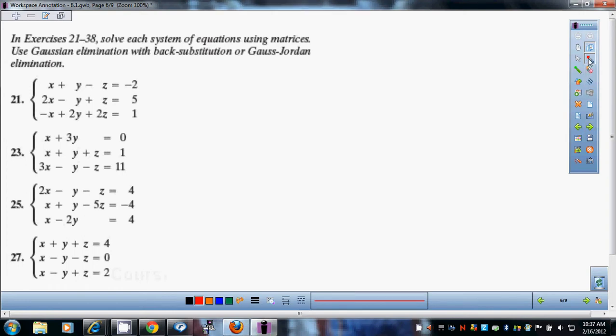Okay. Now we're going to do just that. We're going to do exactly what we just did, and we're actually going to use it to solve a system. So, number 21. Let's first write it in matrix form.